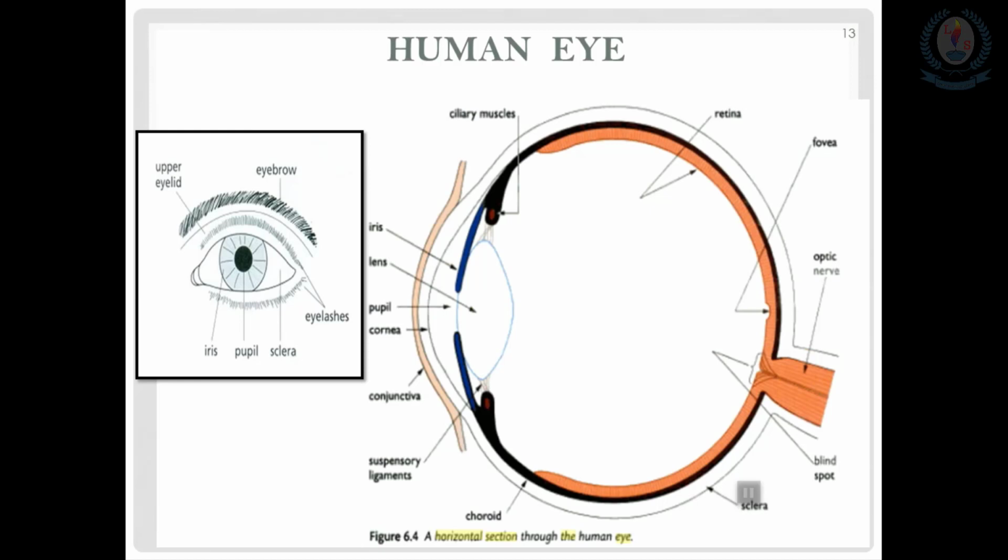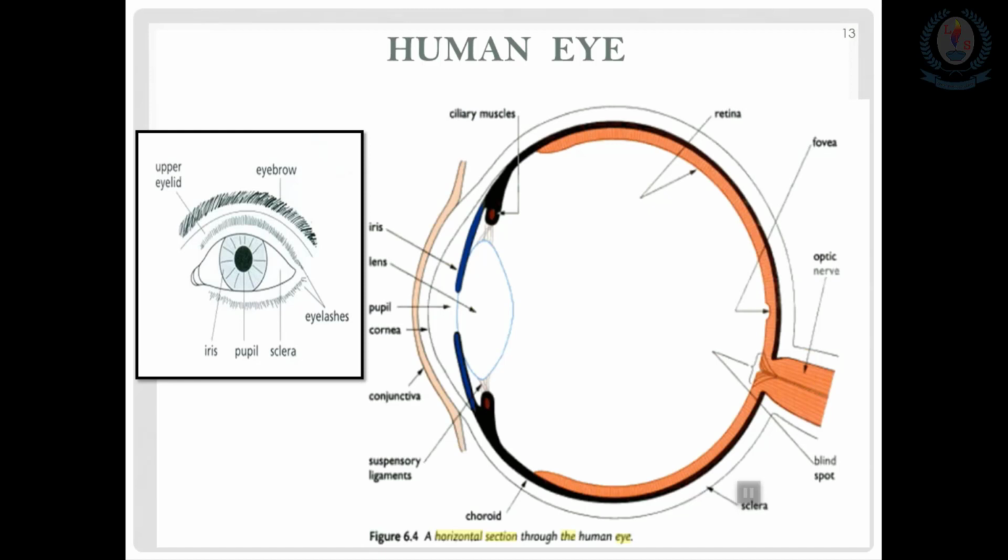The white part of the eye is called the sclera. Here is the sclera. This tough outer structure protects the eye. The ciliary muscles and suspensory ligaments work with the lens. So here are the ciliary muscles and here are the suspensory ligaments. Together, they allow us to focus on distant or near objects.